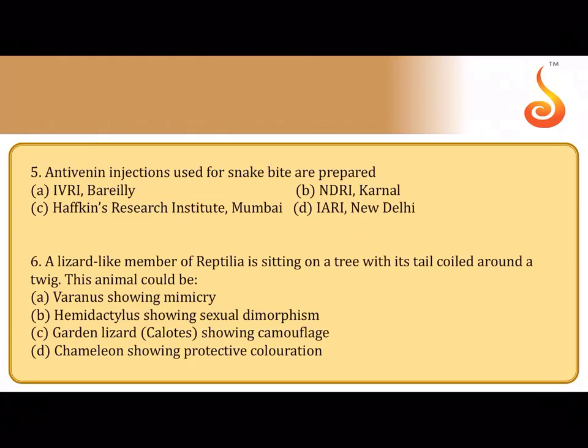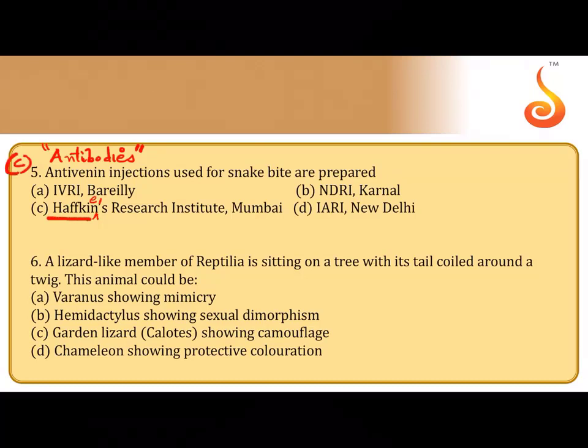Anti-venin injections which are used against the snake bite. Now, anti-venin meaning they contain antibodies against the snake venom. Isn't it? So anti-venom against the snake venom. Now these are the anti-venom injections. They are prepared in Haffkine's, it should be H-A-F-F-K-I-N-E apostrophe S, Haffkine's Research Institute in Mumbai. So the answer is the third option.